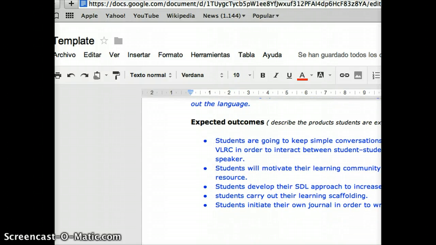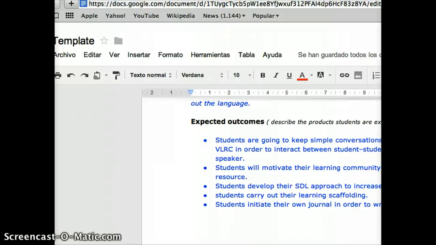Expected outcomes. Students are going to keep simple conversations based on the information learned on the Virtual Language Resource Center in order to interact between student-teacher, student-native speaker.